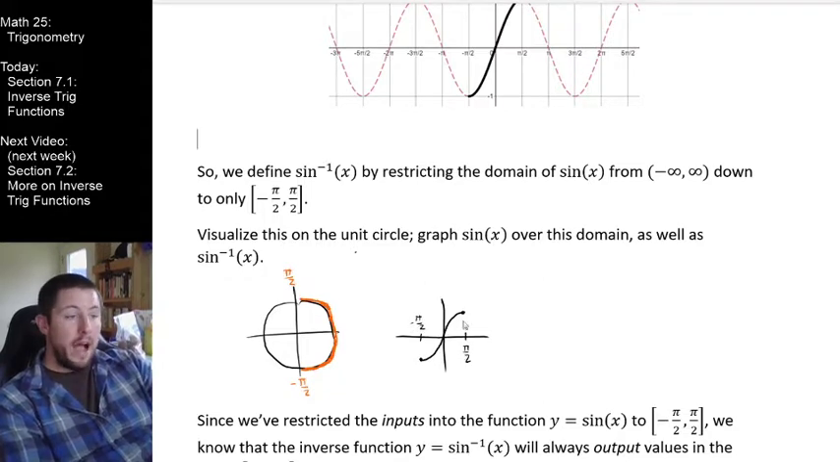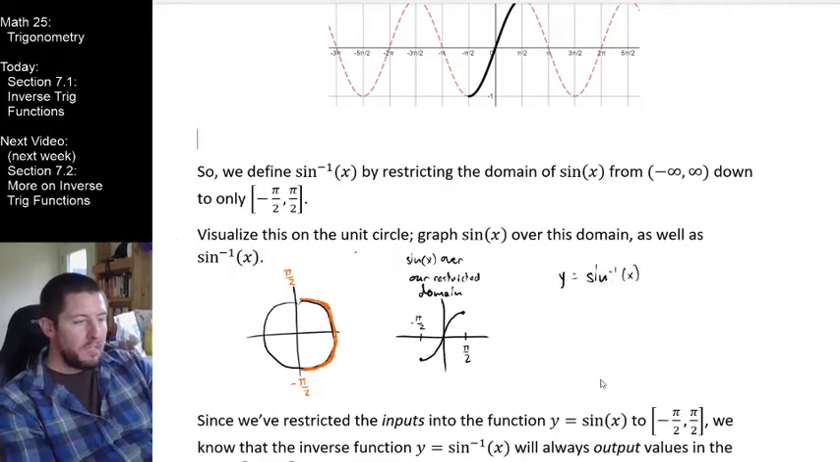So there we go. So we're now thinking that this is our restricted domain sine graph. We're only keeping these parts. Now, what we want to then graph is the graph of sine inverse of x. Now, we know how to graph inverses because we did a whole bunch of them in the last video. We know that to graph an inverse function, we're just swapping the role of x and y.